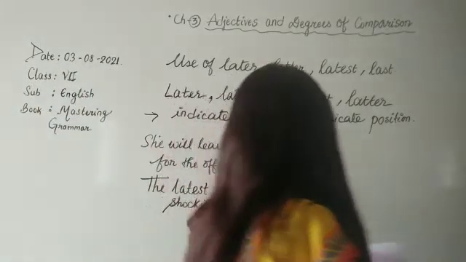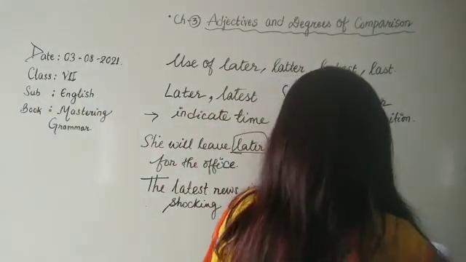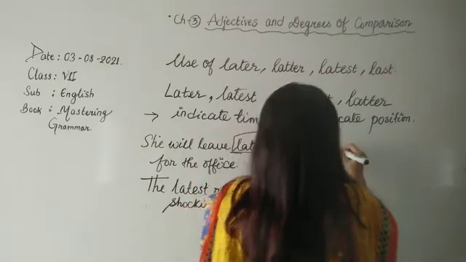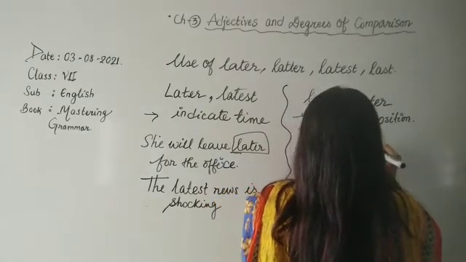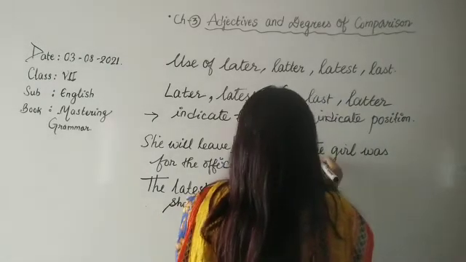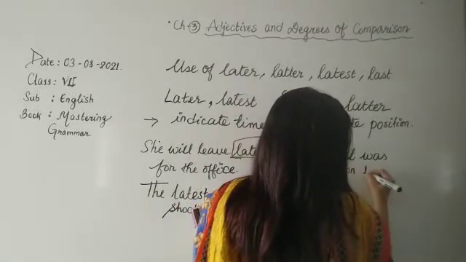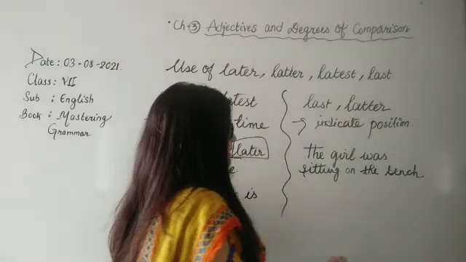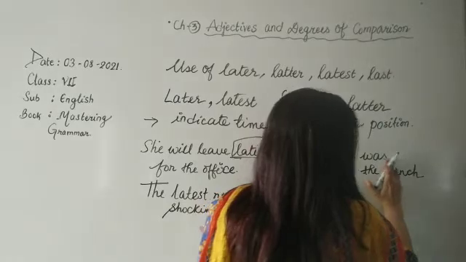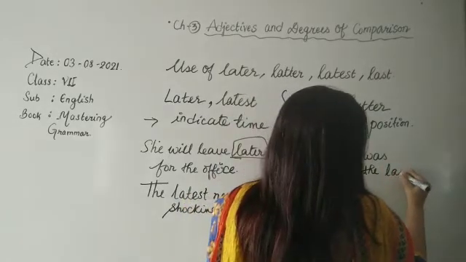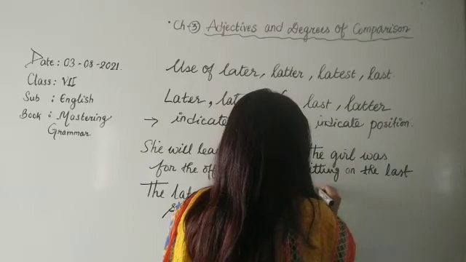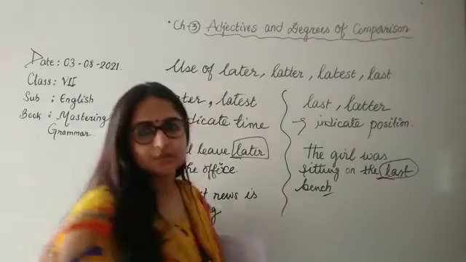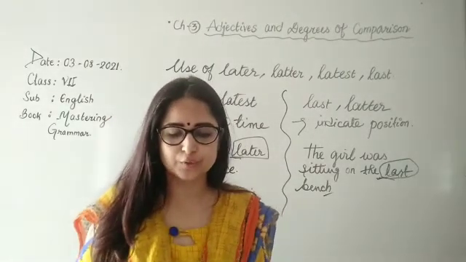Now let's use last and latter. It will tell you about the position. The girl was sitting on the last bench. Look here, on the last bench. See, this is telling about the position of the bench. So you understood how we use this.